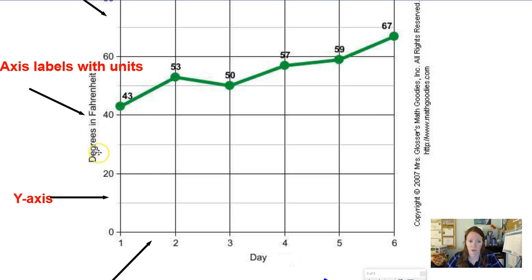So if I just put temperature or degrees here, I wouldn't know if this is temperatures in Fahrenheit or Celsius, which would make a huge difference because 53 degrees Celsius is hot. So make sure you include units here.